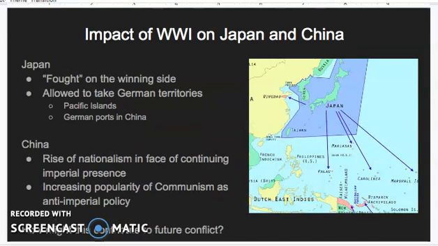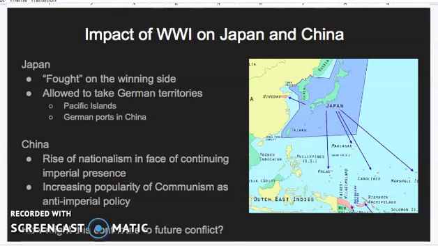All right, and last of all, let's look at East Asia. So Japan was actually allied with Britain, France, and the United States, and was therefore technically on the winning side. They didn't actually really do very much fighting, but they were on the right side, so they were recognized at the peace agreement. At the peace agreement, Japan was allowed to take German territories in East Asia.